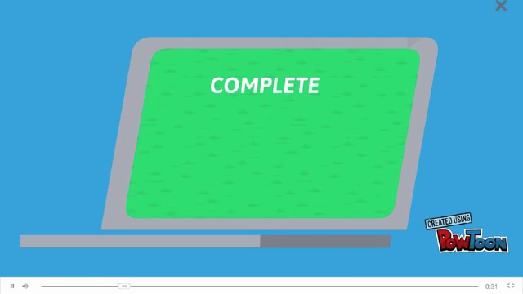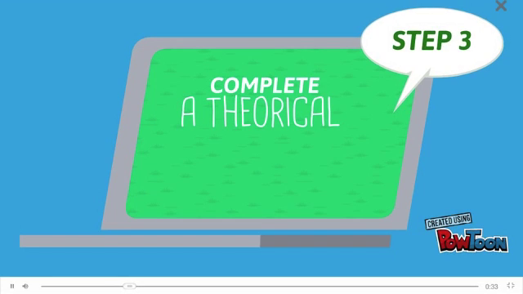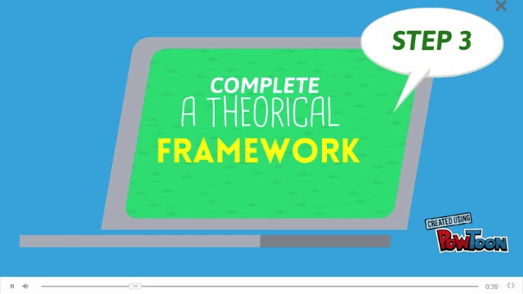Complete a theoretical framework. Before experimenting on our own, we have to find out all the information that exists about the subject we chose. This helps the researcher know what kind of experiments have been done with this subject before and what conclusions they have reached.